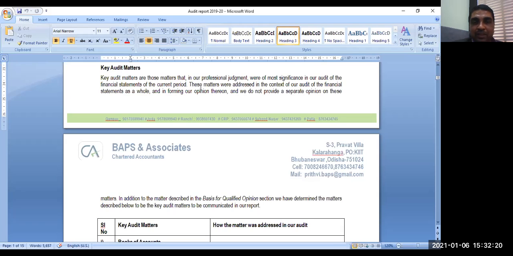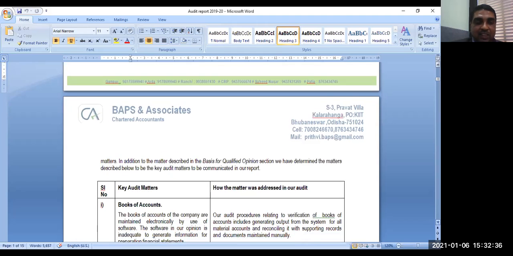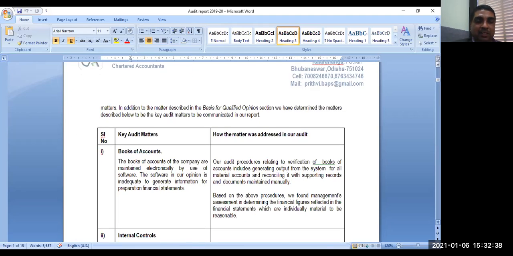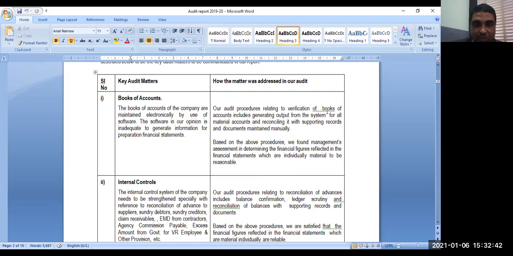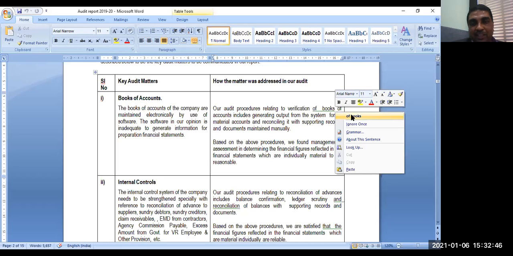And auditors should say that these matters were addressed in the context of our audit of the financial statements as a whole. That means the auditor has already addressed those issues. Auditors should also mention that there is no separate opinion for these key audit matters. How the auditor has addressed it, the auditor needs to explain here. You see, are you seeing it? This will give you some practical idea how key audit matters are addressed.